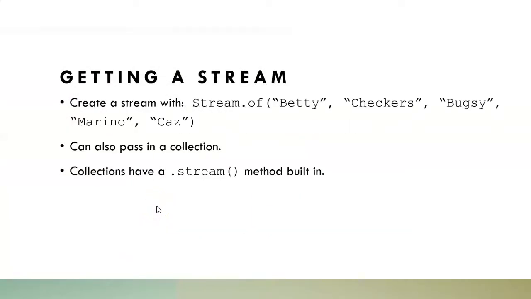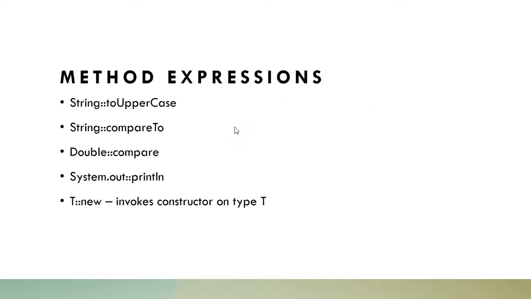So to get a stream, there are several options. If we just have a list of things, we can say stream.of, and that will turn this list of comma-separated values into a stream. We can also pass in a traditional array to a stream, or the Java collections framework, the collections we're used to using like list, map, linked list, queue, priority queue, stack, they have a .stream method built in that will take their contents and make them available in a stream.